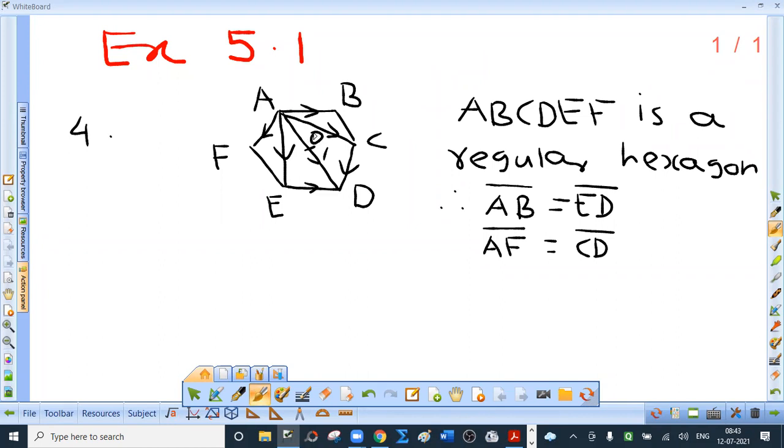Now ABCDEF is a regular hexagon. So AB bar is ED bar. And what is AF bar? AF bar is nothing but CD bar. Okay. Now use triangle law of addition of vectors. See what you get. By triangle law, write down.